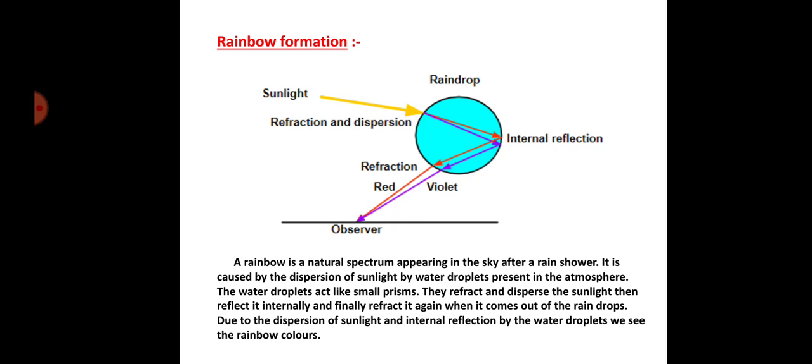So here in the rainbow formation, through the drop, first refraction occurs when light travels from air to drop. Then reflection occurs, internal reflection. Then again refraction occurs from the raindrop to the air, due to which the 7 different colors present in white light are seen in the form of a rainbow. So this is rainbow formation.